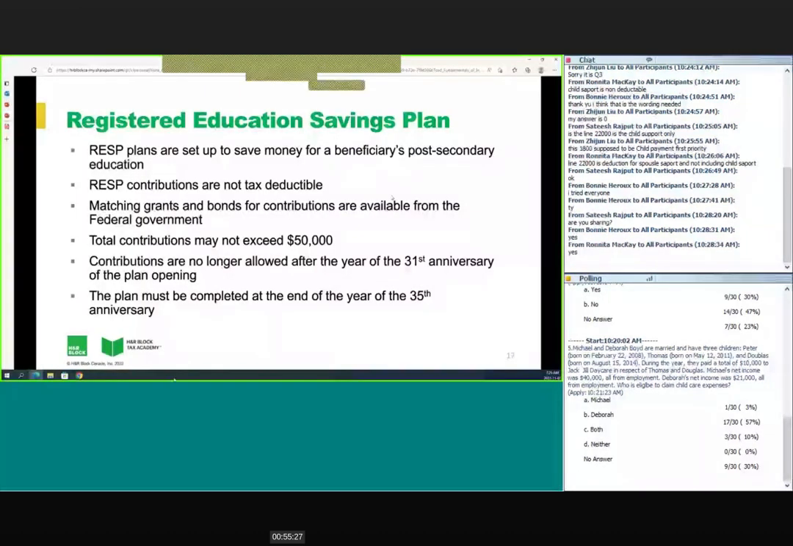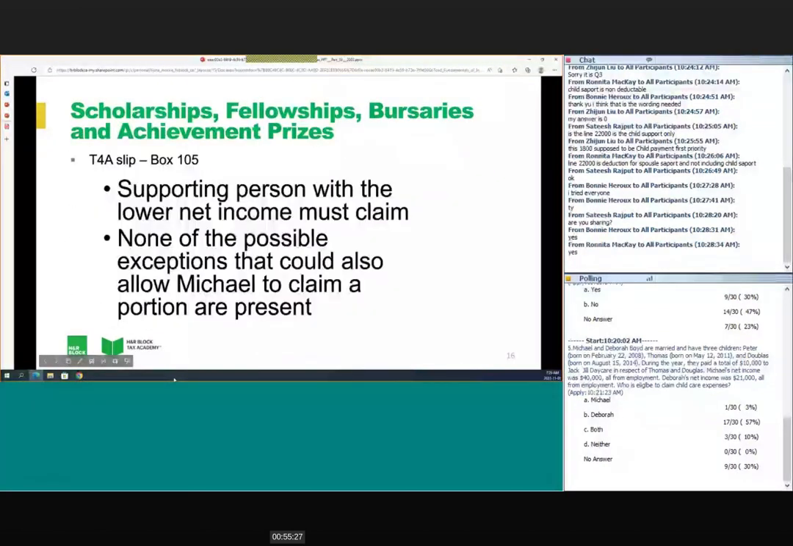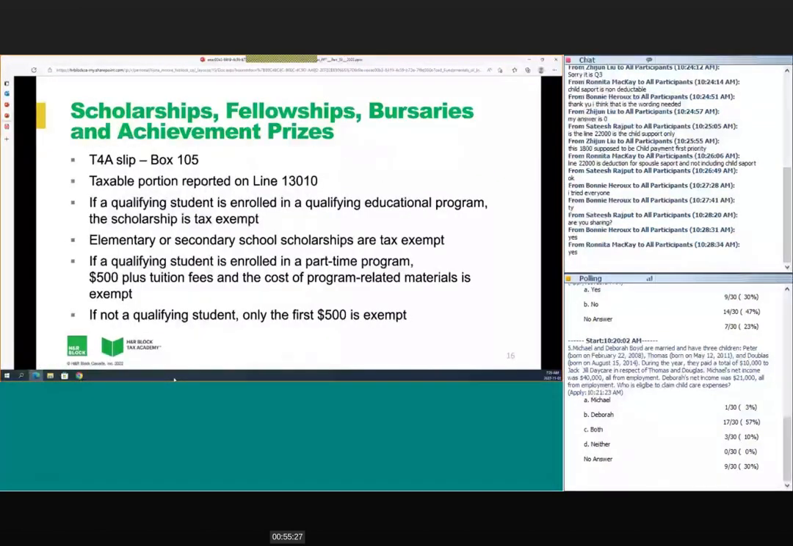I don't like that. All right, so let's go back to our scholarships. If a qualifying student is enrolled in a qualifying education program, the scholarship income is tax exempt. What this means is that any student that is enrolled, even though they've got the slip, when you're in TPS, our tax software, we would enter it. But when you're doing it manually, it means that you would not report this on the paper tax return.